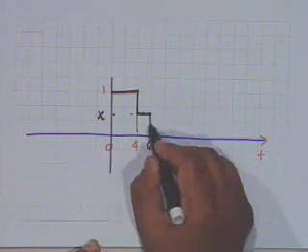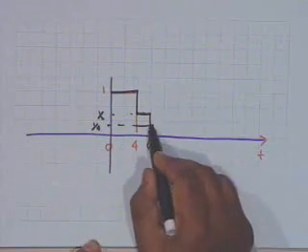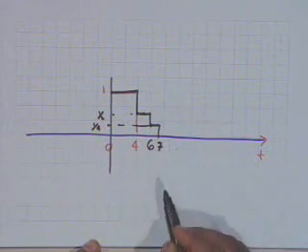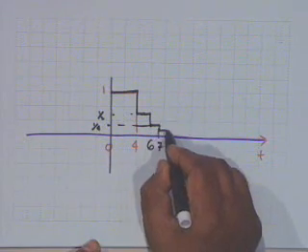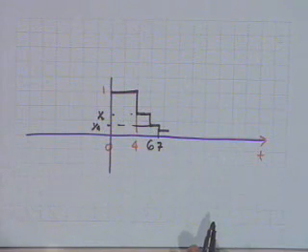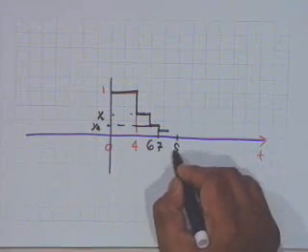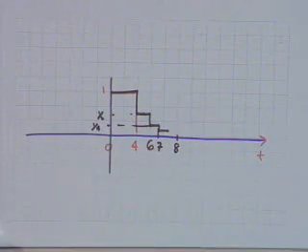At 6, it changes to 1 quarter. Then it remains at 1 quarter up to 7. Then, at 7, it changes to 1 eighth. And it goes on doing this. When do you think it will complete, it will be 0? Never. And therefore, if you go up to 8, well, the point 8 shall never be reached.